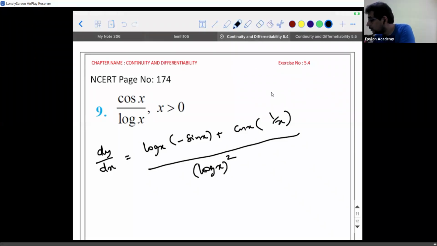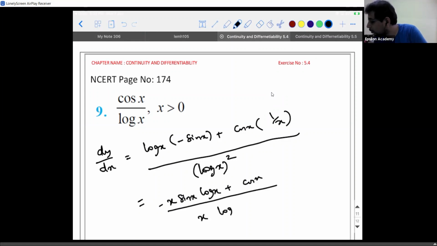Okay. So I'll take the LCM. Minus x sin x into log x plus cos x, the whole divided by x into log x the whole square. This is the answer.